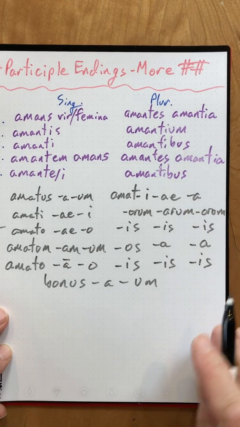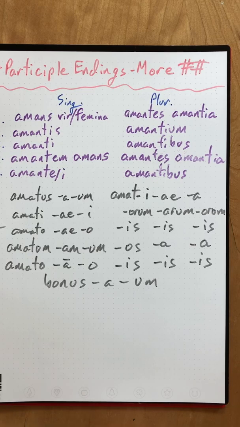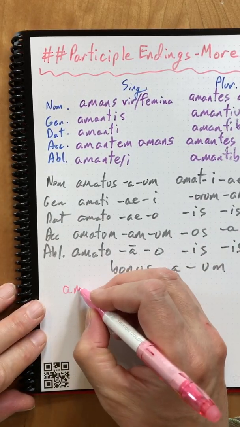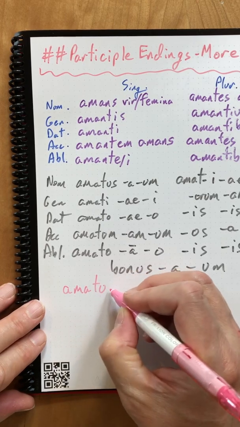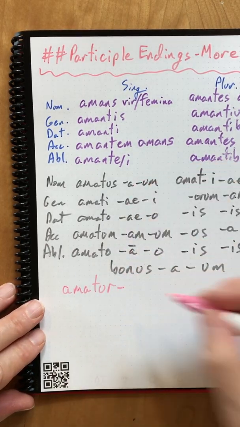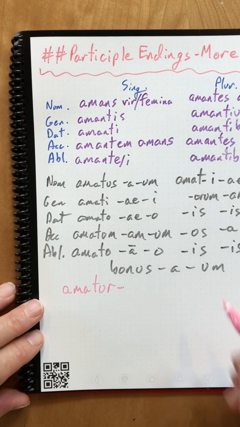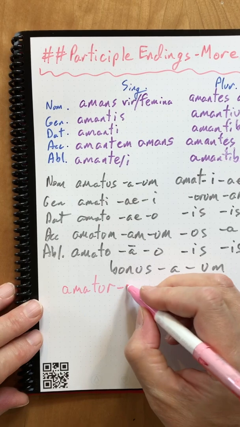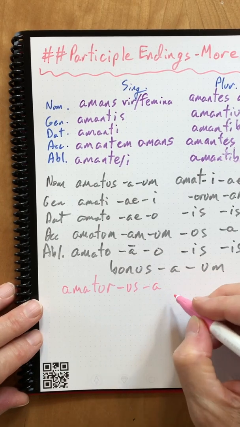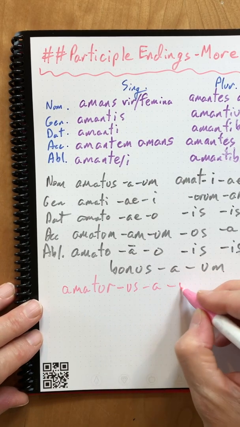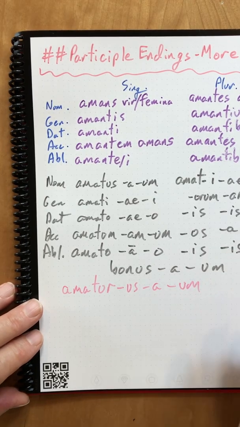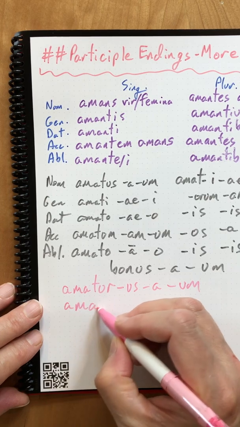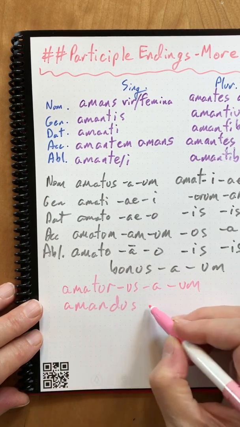Now for the future active participle, well, you just repeat this, but it's amat plus ur. And then add all of these endings. Usa, right? Amaturus. And likewise, for the future passive, amandus.